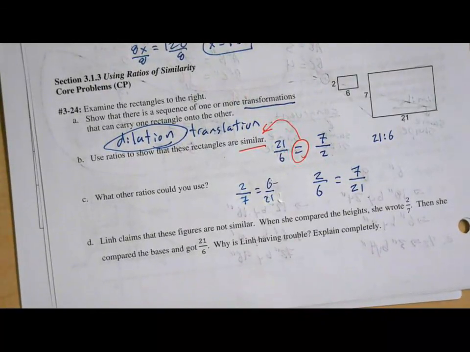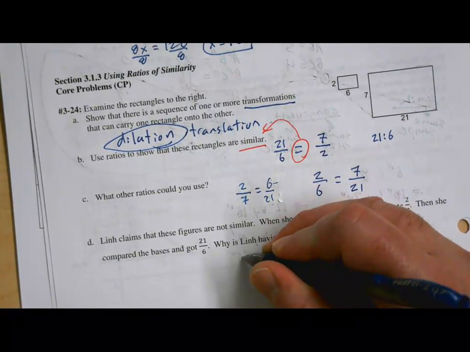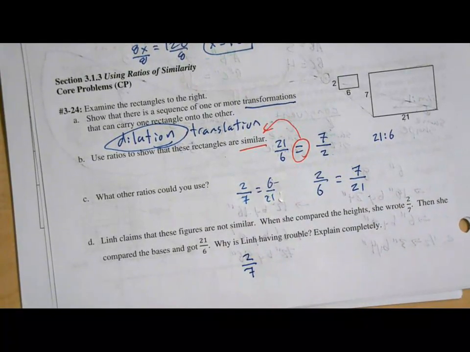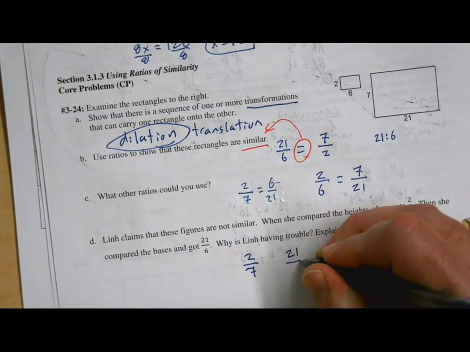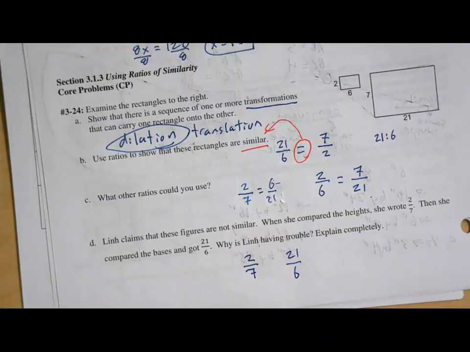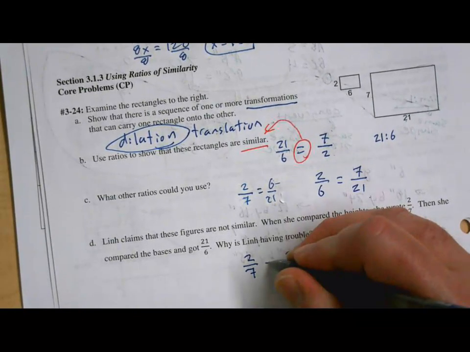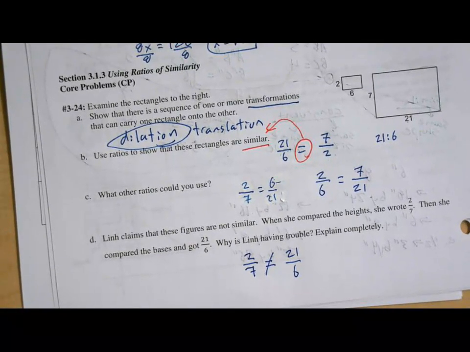In part D here, they're trying to get you to start thinking about some common mistakes with this. So Lynn is trying this out, and she says, I don't think they're similar, because I got 2 over 7, so I use the 2 and the 7, and then I'm going to use 21 and 6, which are my other 2 sides, and I'm going to look and say, are those fractions equal? And they most certainly are not equal to each other. And since they're not equal, that means they're not similar. But Lynn made a little mistake.